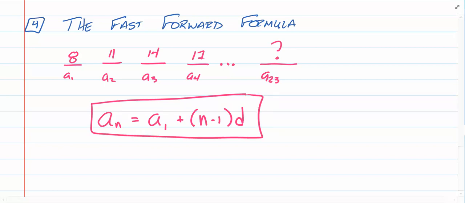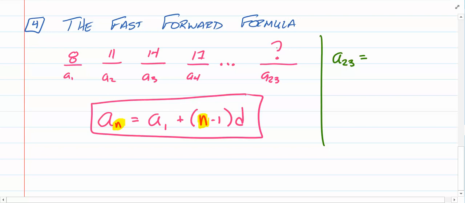This is super important. I want to make sure that you understand that this n here and this n here have to match. Those are the same things. So, as an example for us, what would be the 23rd term? a sub 23 would have to be the first term, which in this case is what, everybody? 8, very good. 8 plus 23 minus 1 times the difference.